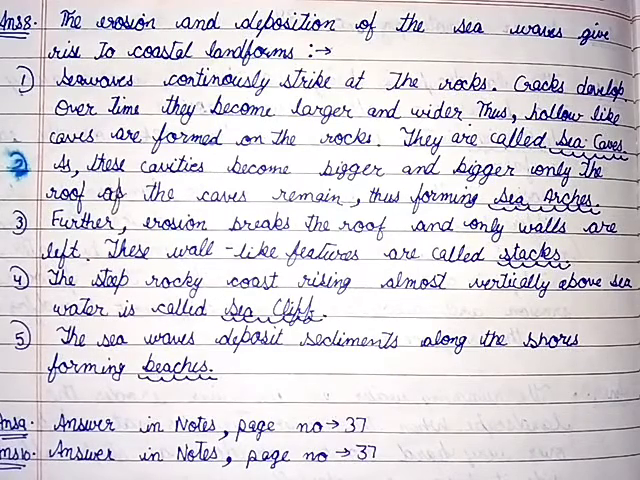As these cavities become bigger and bigger, only the roof of the caves remains, thus forming sea arches. Further erosion breaks the roof and only walls are left. These wall-like features are called stacks. The steep rocky coast rising almost vertically above seawater is called a sea cliff. The sea waves deposit sediments along the shores, forming beaches.